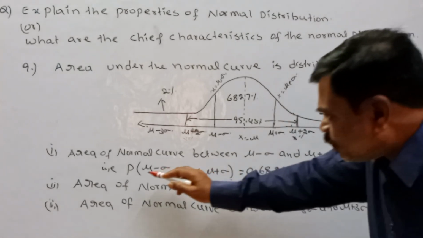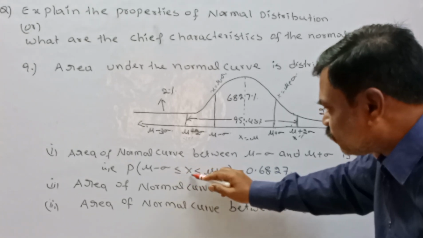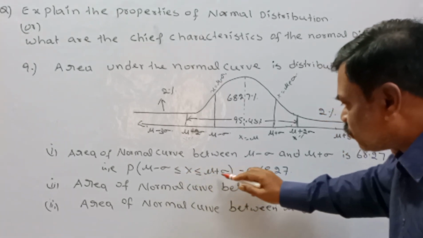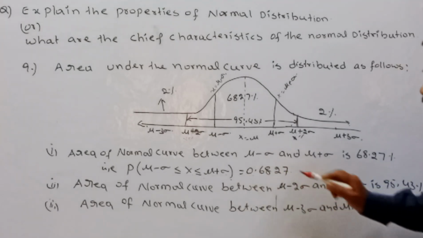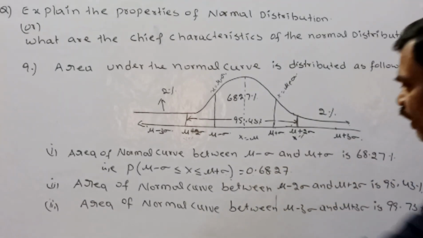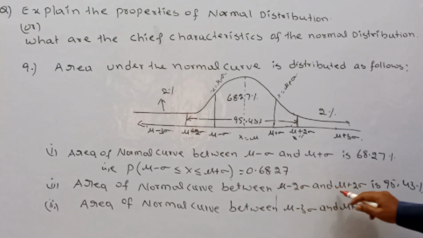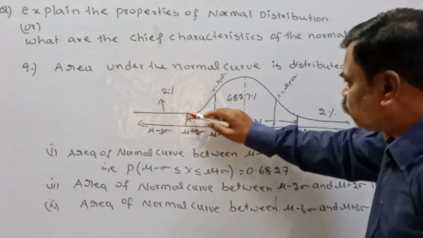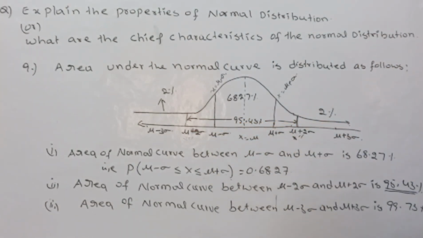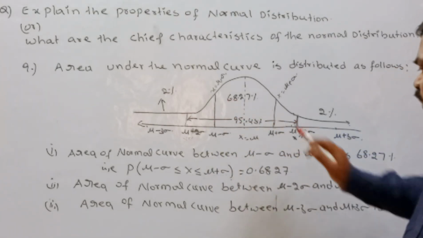The area of the normal curve between mu minus sigma and mu plus sigma is 68.27%, and the probability of mu minus sigma less than or equal to x less than or equal to mu plus sigma is 0.6827. And the area of the normal curve between mu minus 2 sigma and mu plus 2 sigma is 95.43%.